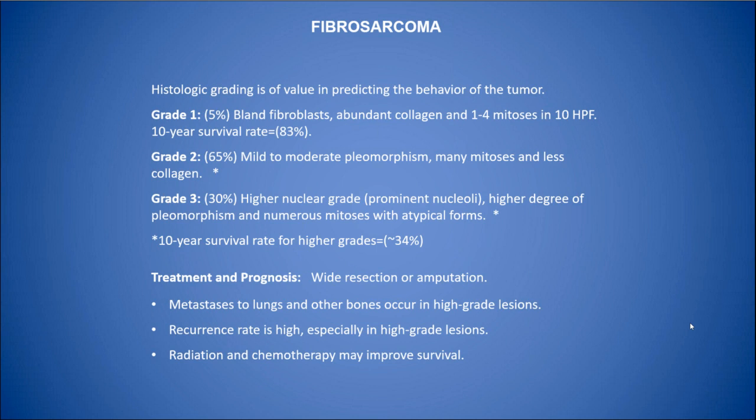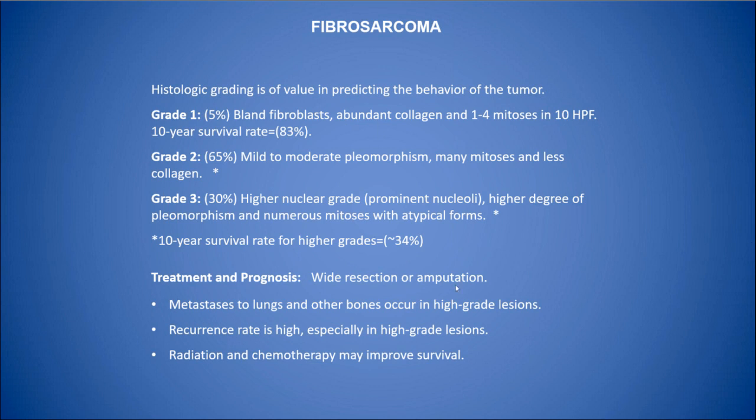Histological grading is valuable in predicting the behavior of the tumor. Grade 1 lesions usually have about 1 to 4 mitosis per high power fields and have an excellent survival, 10-year survival rate almost 83%, with very rare or no metastasis at all. Versus grade 2 tumors, which have moderate pleomorphism, many mitosis, and less collagen, and grade 3 lesions, which, if they do show evidence of pleomorphism and nuclear anaplasia, will probably be classified as an undifferentiated pleomorphic sarcoma. So high-grade tumors will have a much worse survival rate.